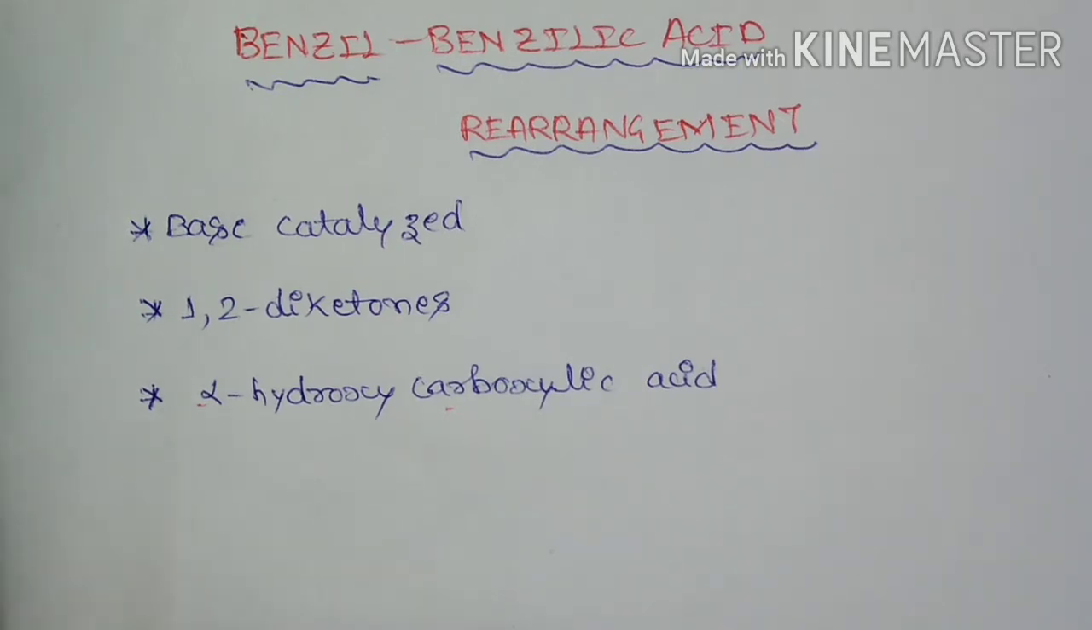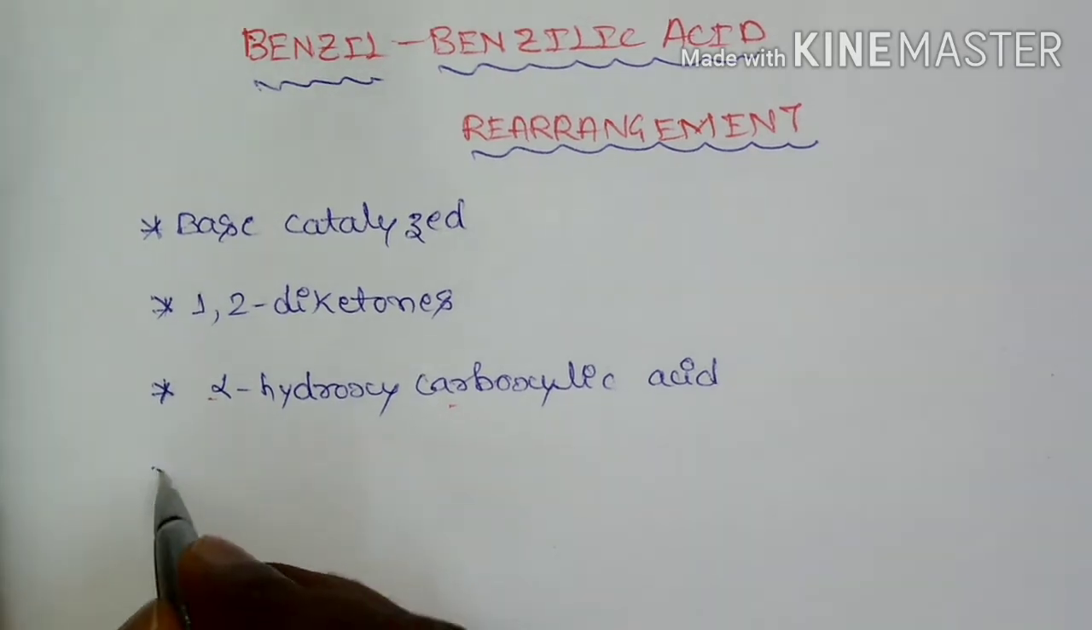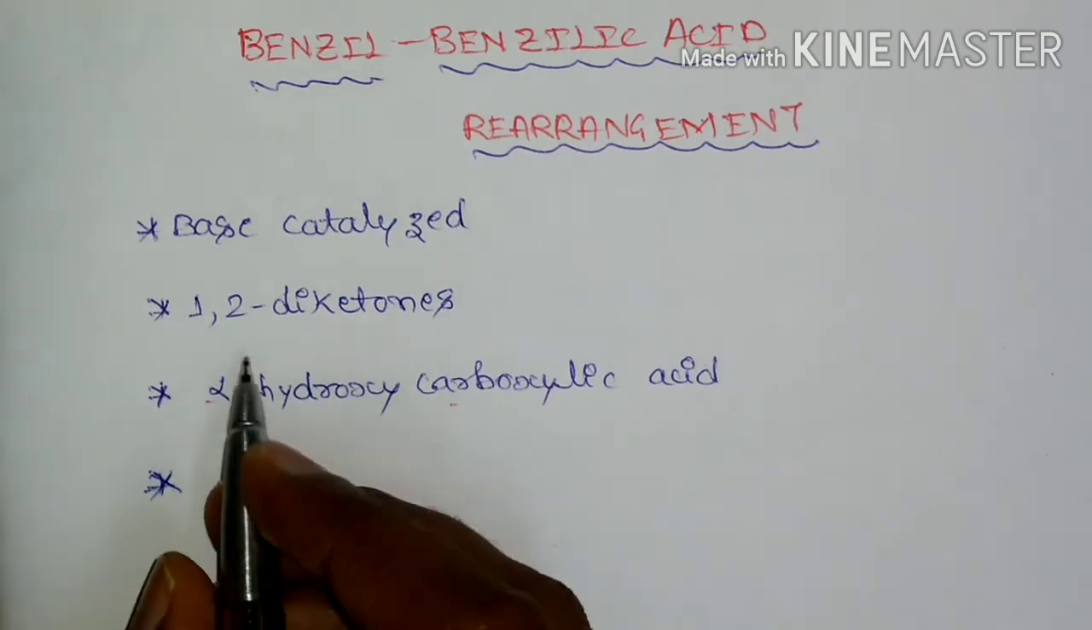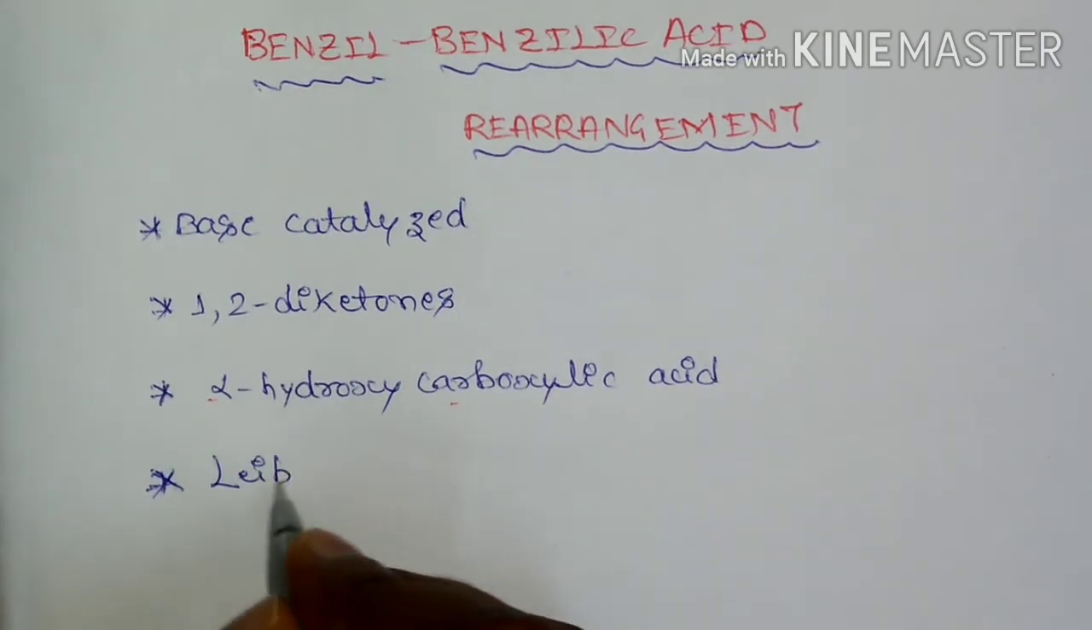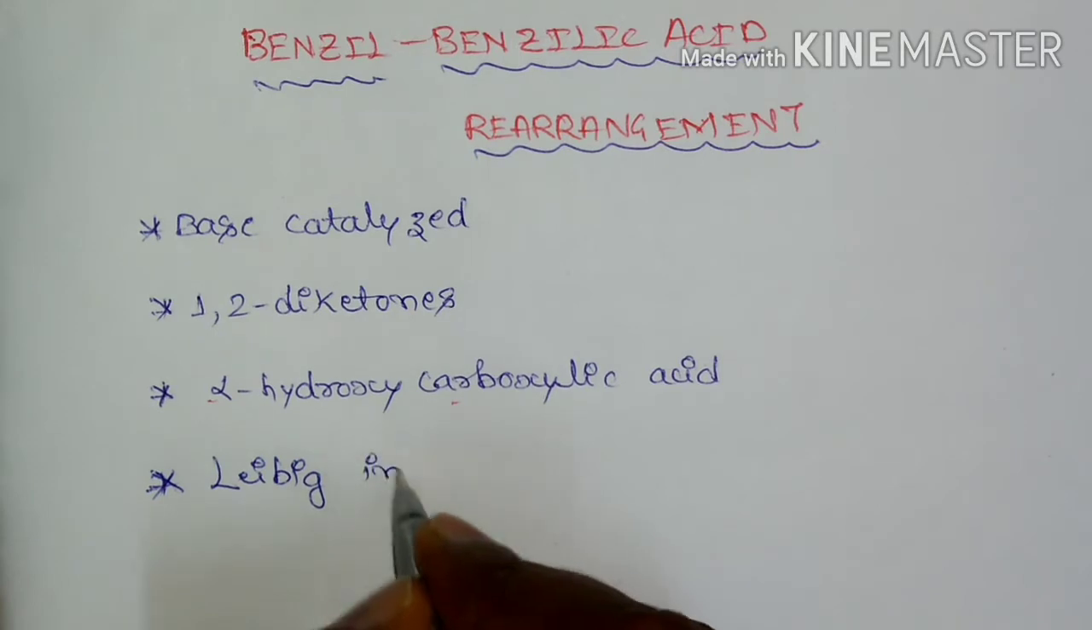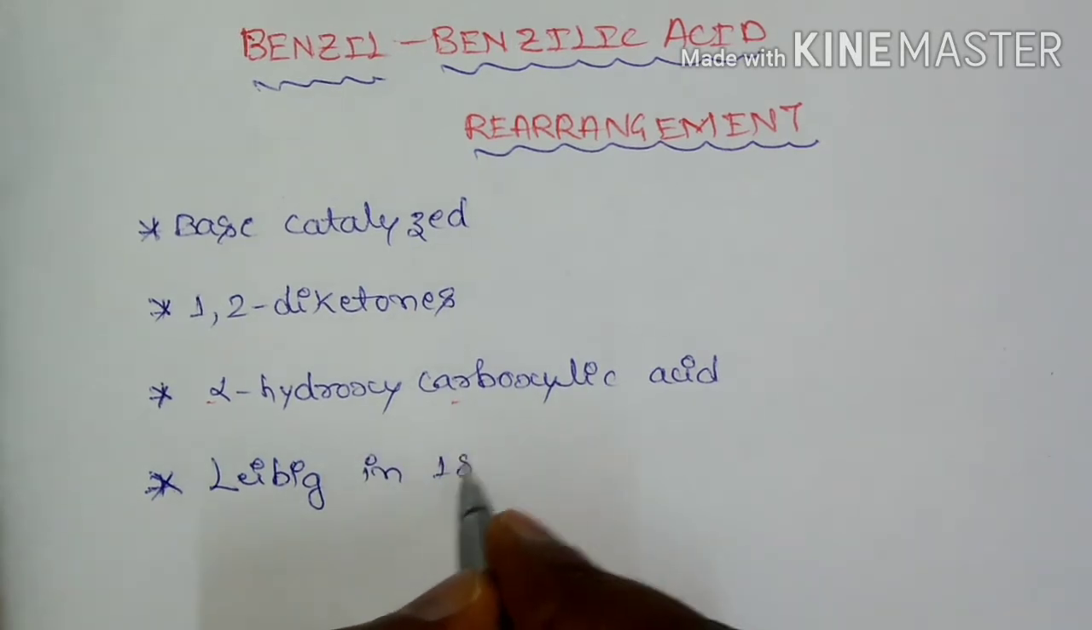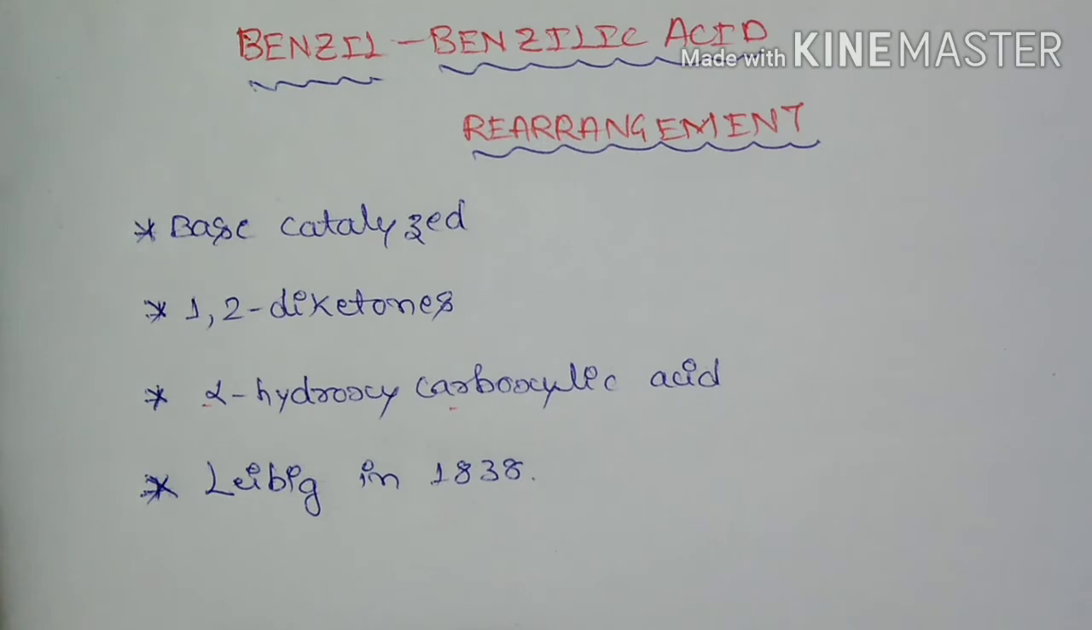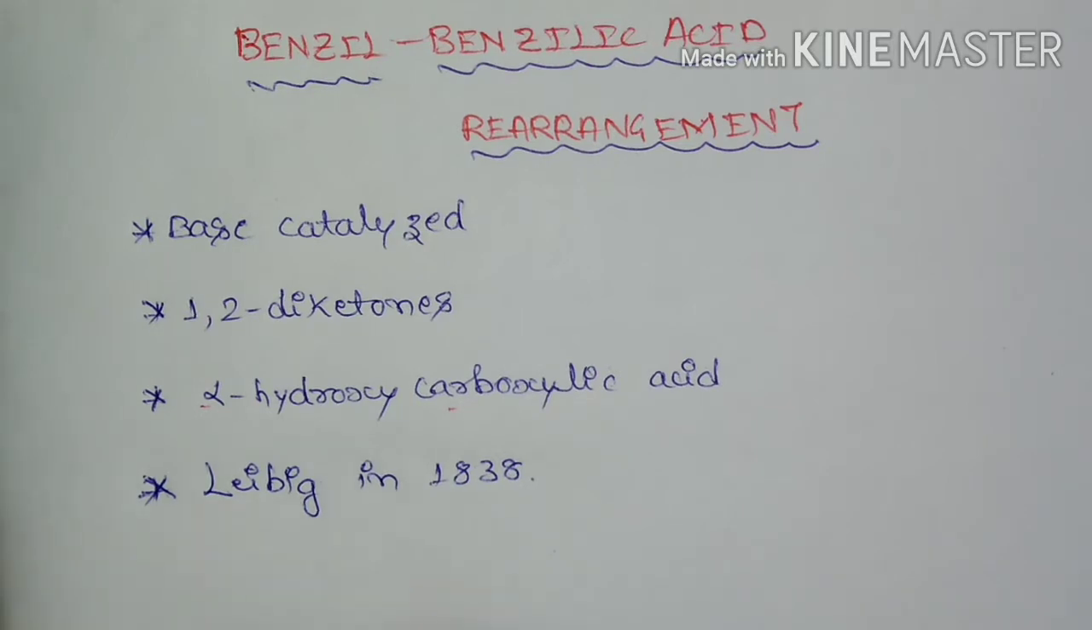This is the first rearrangement identified by Liebig in 1838. So this is the first rearrangement which has been identified. So the benzil-benzilic acid rearrangement can also be called the Liebig rearrangement. So it is a base catalyzed 1,2-diketone conversion to alpha hydroxy carboxylic acid.